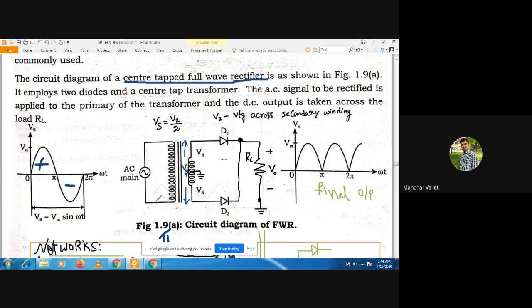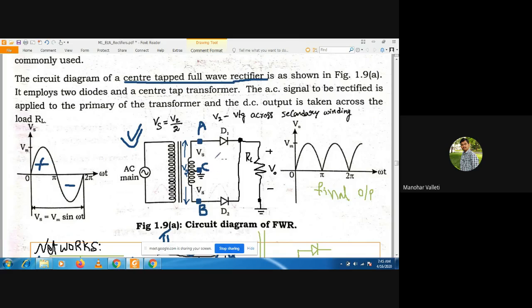So the circuit shown here is the center tap full wave rectifier. You just see here, the center tap full wave rectifier has three output leads like this. I'm assuming this point is A, this point is B, and this point is C. C is always grounded.